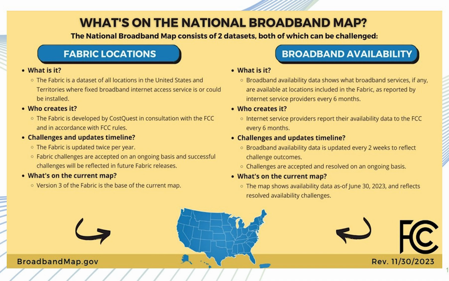The challenges and updates: the fabric is updated twice per year. These challenges are accepted on an ongoing basis, and successful challenges will be reflected in future fabric releases. With broadband availability, the difference between that and fabric locations is that availability data shows where broadband services, if any, are available at locations included in the fabric, as reported by ISPs, or internet service providers, every 6 months. Who creates it? Internet service providers report their availability data to the FCC every 6 months. Challenges and updates timeline. We're going to be showing a timeline later on in the slides, but they're updated every 2 weeks to reflect challenge outcomes. Challenges are accepted and resolved on an ongoing basis.